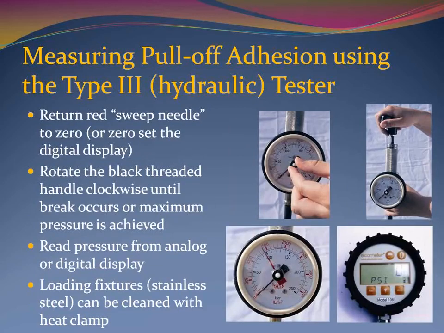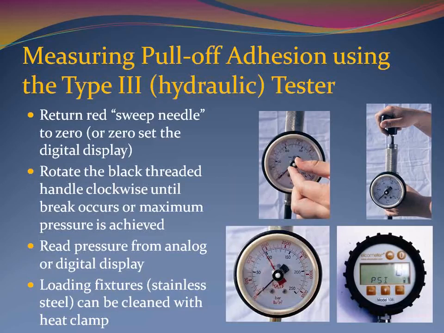Rotate the red sweep needle dial to 0 or depress the 0 key on the digital display. The black hydraulic hose must remain straight during testing. Hold the knurled knob of the tester in one hand and rotate the black threaded hand lever clockwise. This will cause the center pin to push against the coated substrate and the locking ring to simultaneously pull upward on the fixture. The black and red indicator needles will rotate on the scale, or the digital display value will increase as the force is increased.